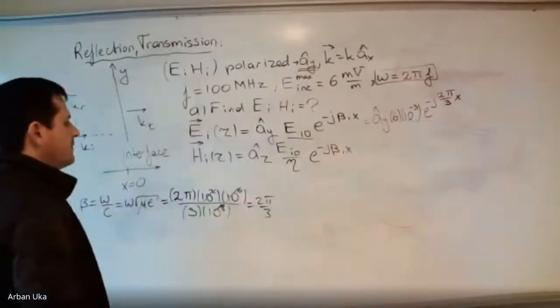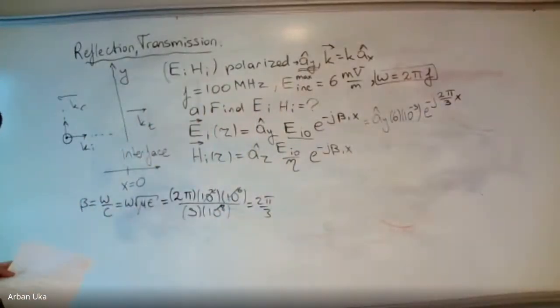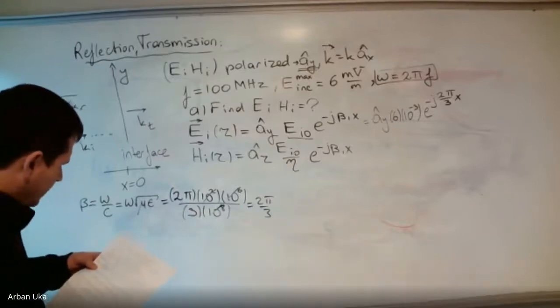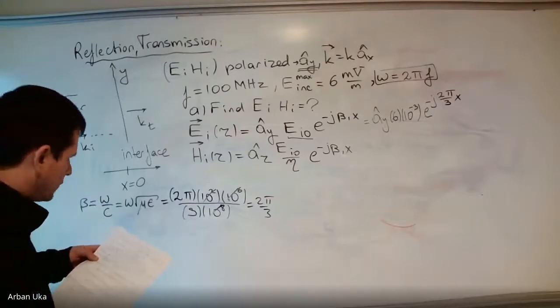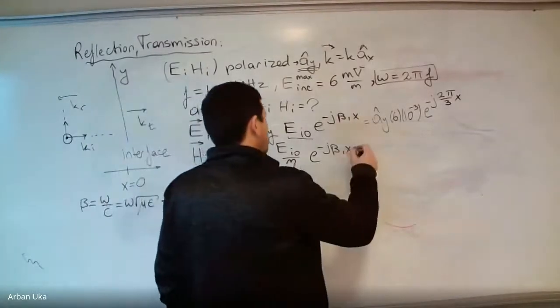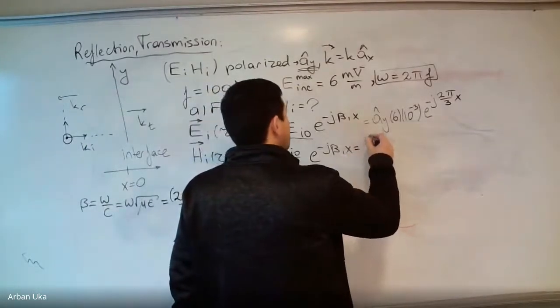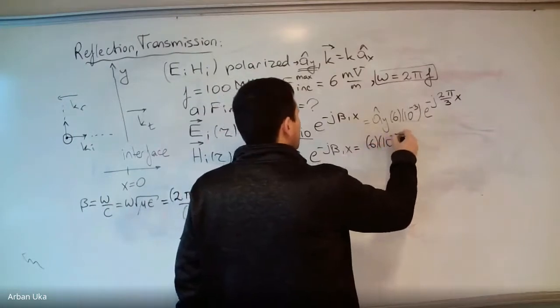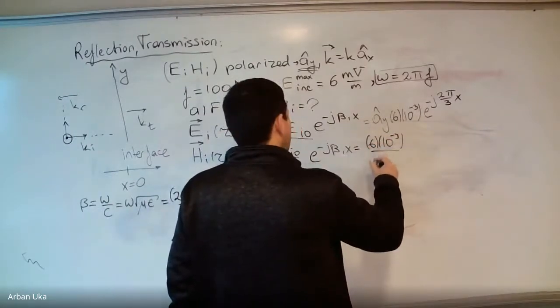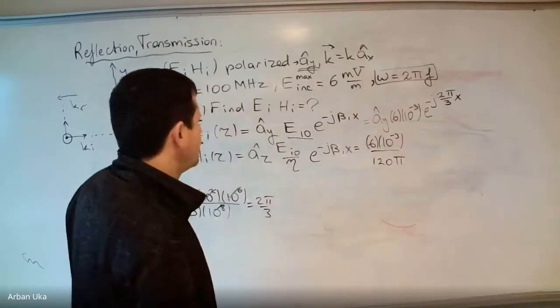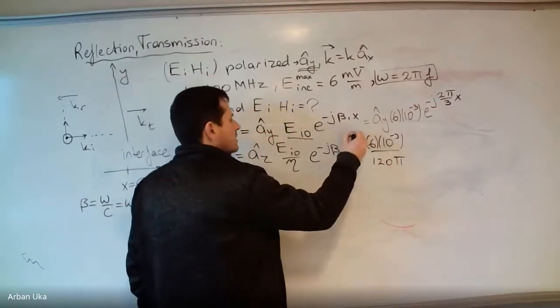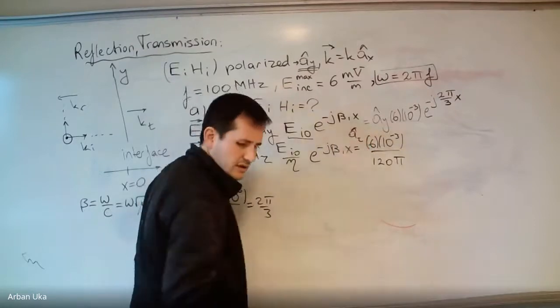So then, since this is vacuum, the amplitude for the magnetic field component is going to be equal to 120 pi. So this makes this equal to 6 times 10 to the power minus 3 divided by 120 pi. We need also the direction, which is AZ. So here we insert AZ right here.